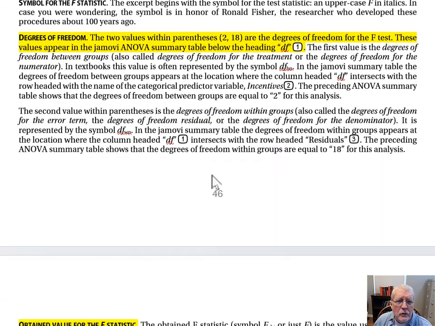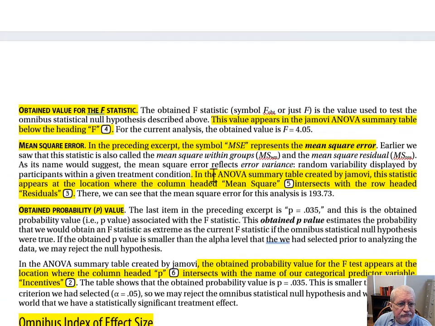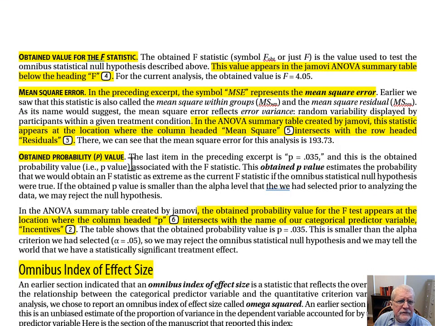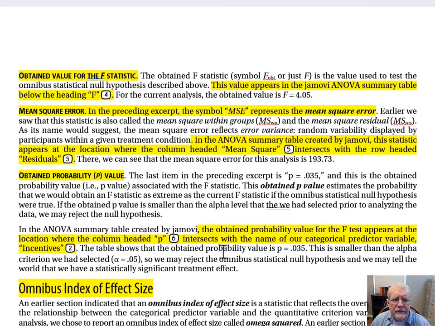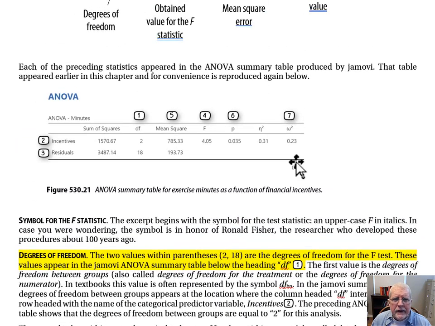We continue on page 47. The obtained probability value, the obtained p-value. In truth, this is probably the first thing that you, the researcher, are going to look at. This is probably the first thing your reader is going to look for. The obtained probability value for the F test appears at the location where the column headed P intersects with the name of your categorical predictor variable, incentives. I have call out numbers here. Okay, here's the column headed P.